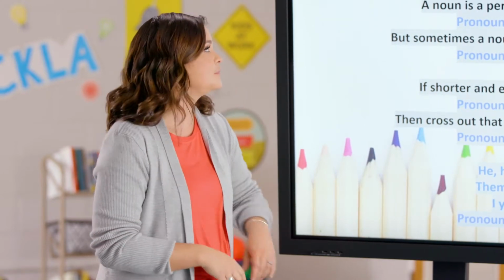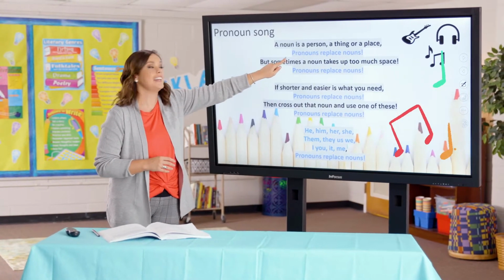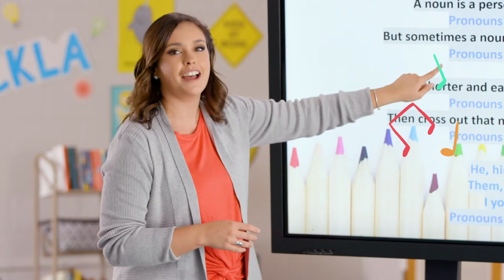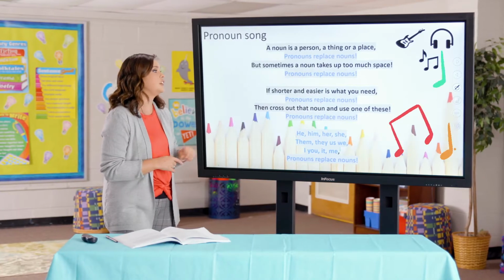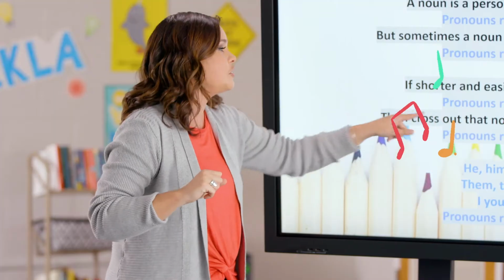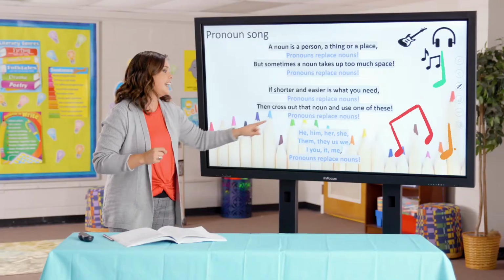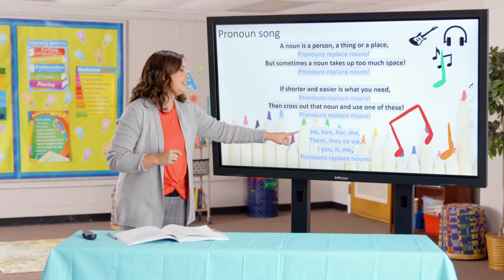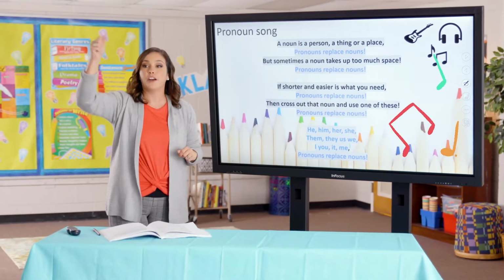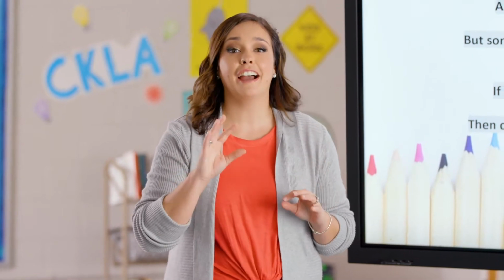Here we go. A noun is a person, a thing, or a place. Pronouns replace nouns, but sometimes a noun takes up too much space. Pronouns replace nouns. If shorter and easier is what you need, pronouns replace nouns. Then cross out the noun and use one of these. Pronouns replace nouns. He, him, her, she, them, they, us, we, I, you, it, me. Pronouns replace nouns.